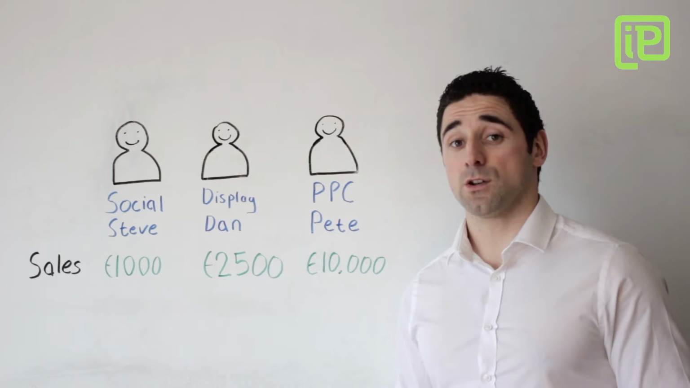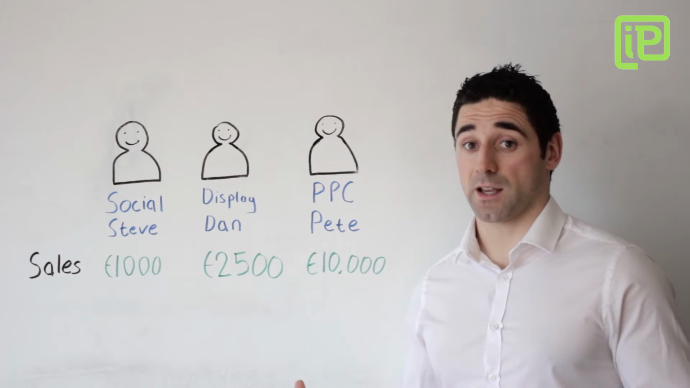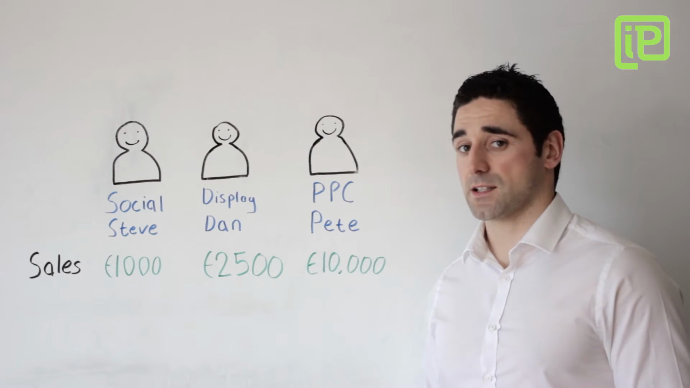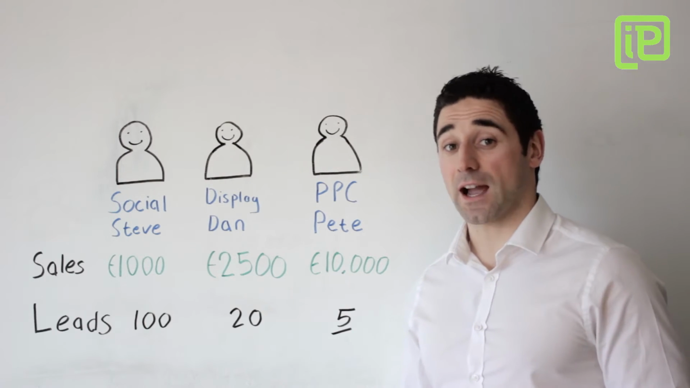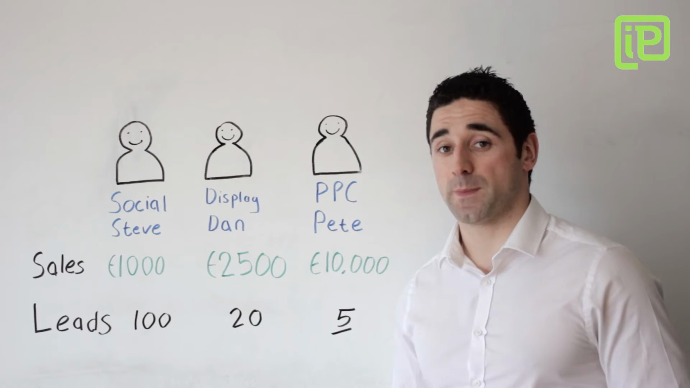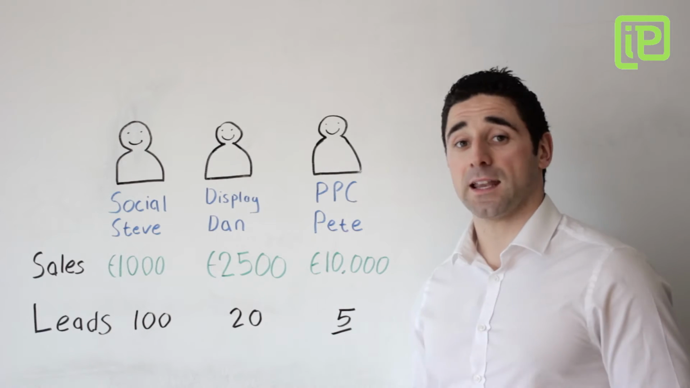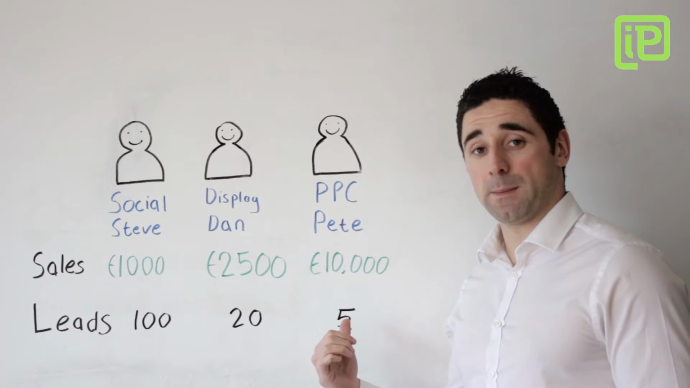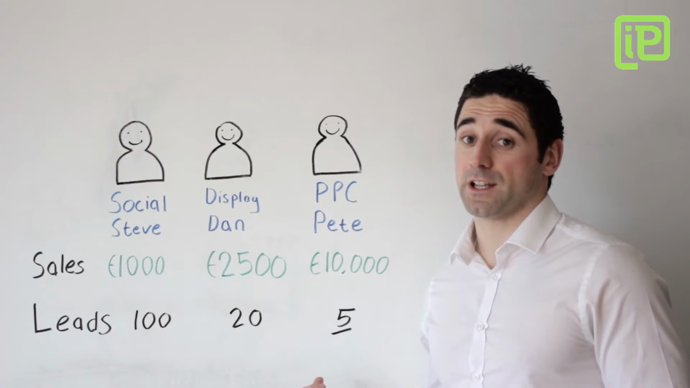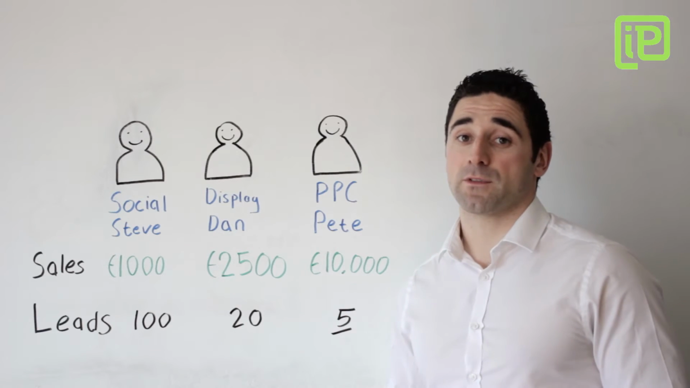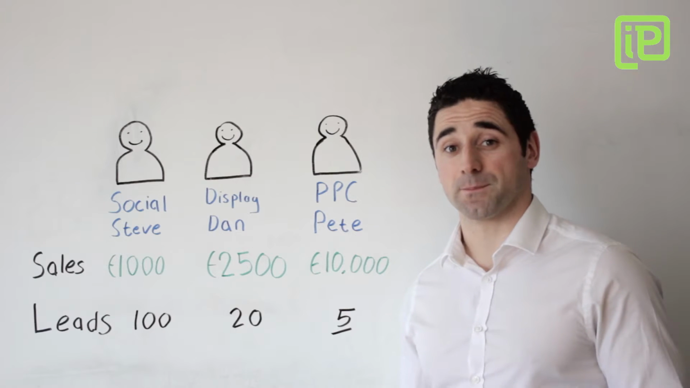So if I was to ask you who's the best member of the team, it's pretty obvious, isn't it? But what if I was to tell you something else? What if I was to tell you that Social Steve actually went out and brought in 100 new business leads? Display Dan, he brought in 20. But PPC Pete, he actually only brought in 5 new leads. Who's the most valuable member of the team now? It's not quite as easy, is it?